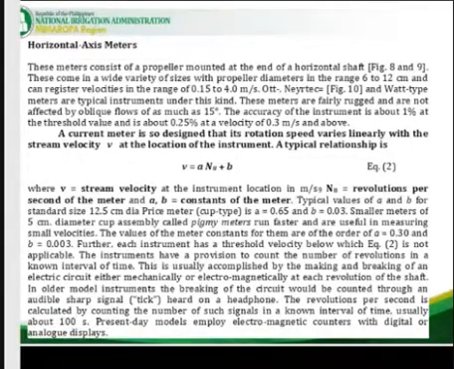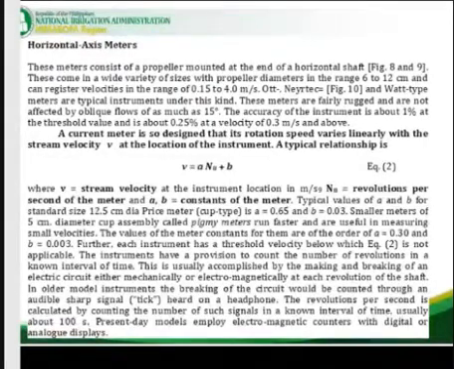The accuracy of the instrument is about 1% at the threshold value and is about 0.25% at the velocity of 0.3 meters per second and above. The current meter is so designed that its rotation speed varies linearly with the stream velocity v at the location of the instrument. A typical relationship is v equals a n_s plus b, where v is the stream velocity at the instrument location in meters per second, n_s is the revolutions per second of the meter, and a and b are the constants of the meter.